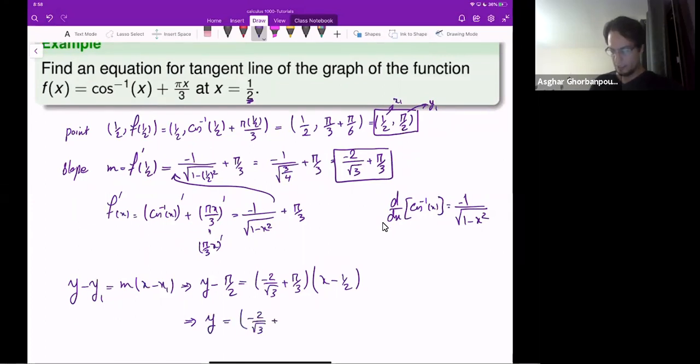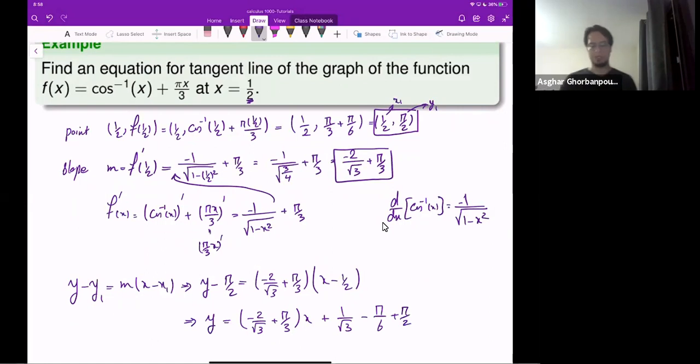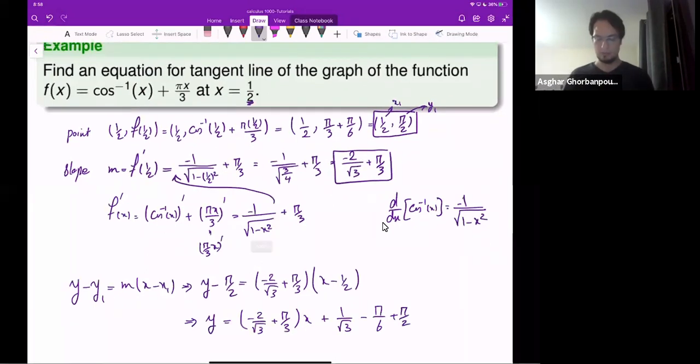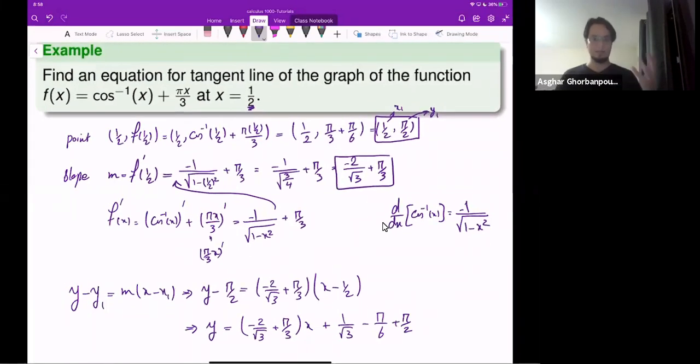Let me just write it as you guys like it. And then I take plus pi over 2. That is the equation of a line, what is called the slope-intercept equation for the line, for this tangent.